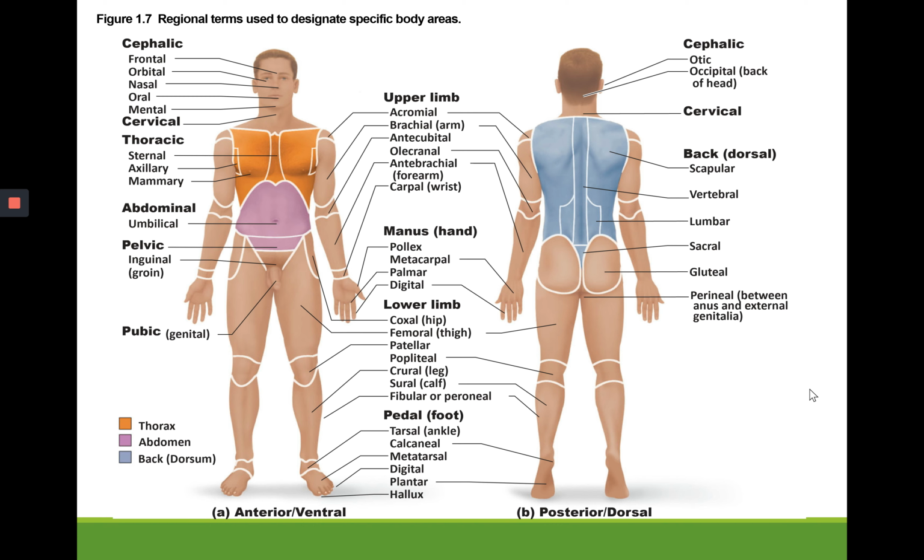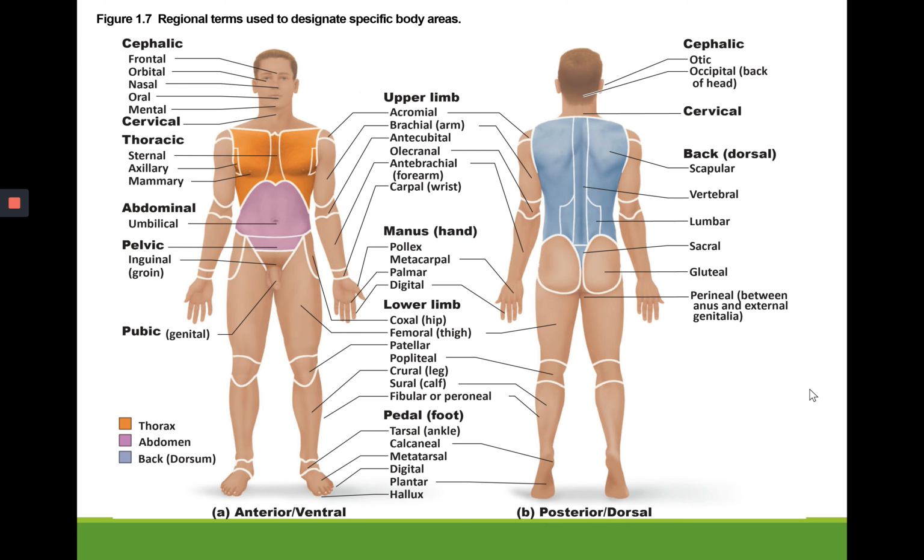Now moving to the upper or superior purple region, that's the abdominal region. The inferior purple region is the pelvic region. Your belly button is within the abdominal region. That's called the umbilical region. The inguinal area is below the pelvic region. That's your groin. And then the pubic region is your genitals.